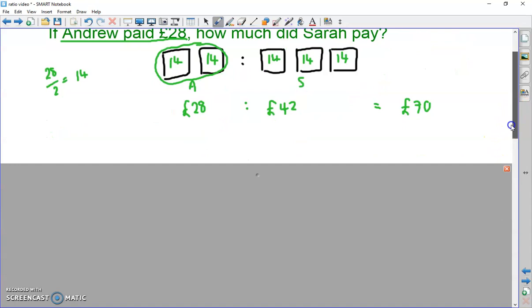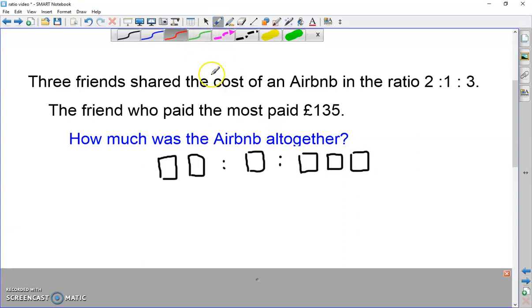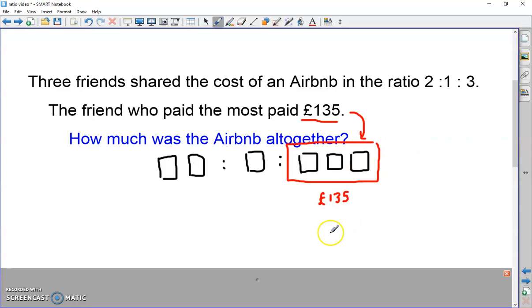If we have a look at another one. Three friends shared the cost of an Airbnb in the ratio 2 to 1 to 3. The friend who paid the most paid £135. So 2, 1 and 3. And again, the £135 isn't all of it. £135 is the friend who paid the most. So those three make £135. So if I want to work out the value of one part, I should do 135 divided by 3. You can do that with long division, bus stop method, that's 45. So this person must have paid £90, this person paid £45, and the other 135.